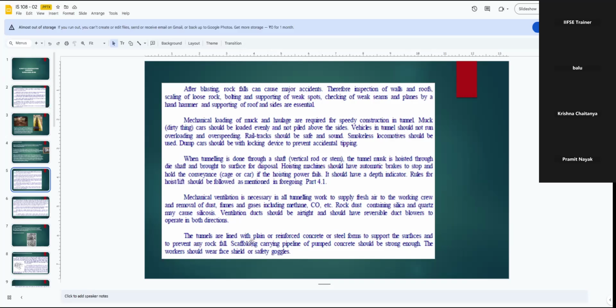Again, the tunnels are lined with plain or reinforced concrete or steel forms to support the surfaces and to prevent any rockfall or scaffolding. The pipeline carrying the pumped concrete should be strong enough, and the workers should wear face shields or safety goggles. When you say plain or reinforced concrete, what will happen?